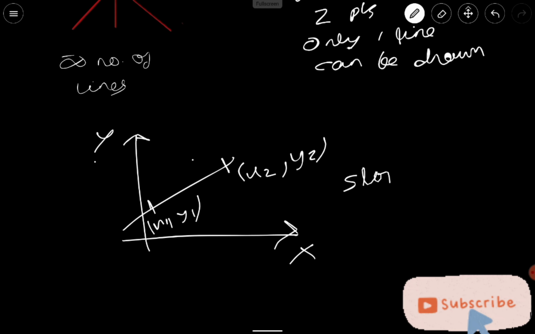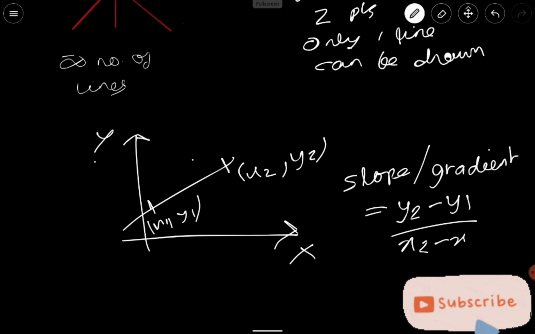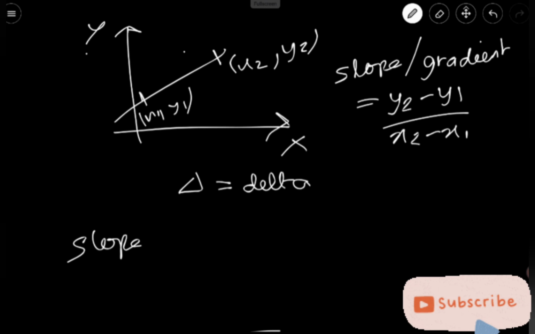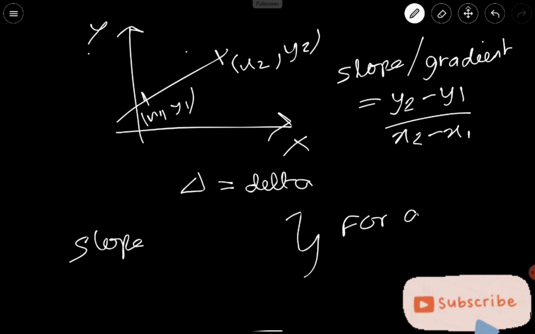Then a slope, also known as the gradient, is equal to y2 minus y1 by x2 minus x1. So we know that this triangle represents delta. So a slope is delta y by delta x for a straight line. Suppose we are considering a curve like this.